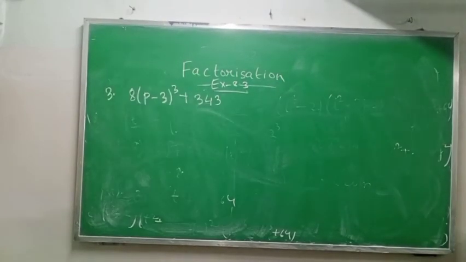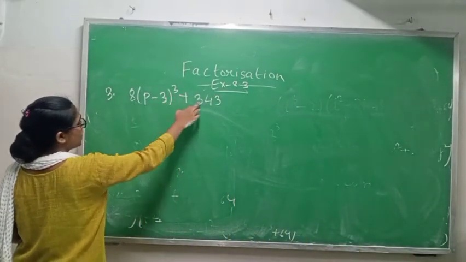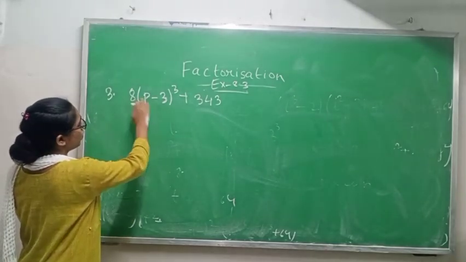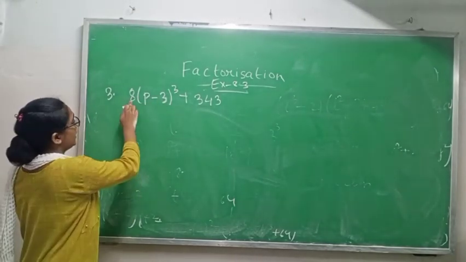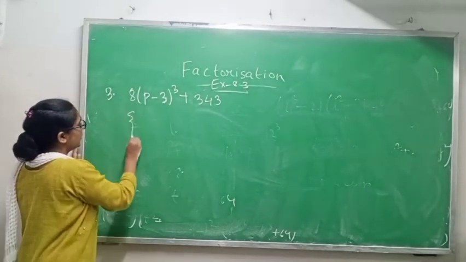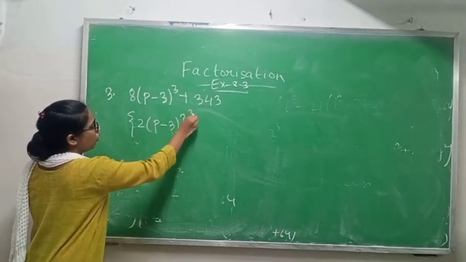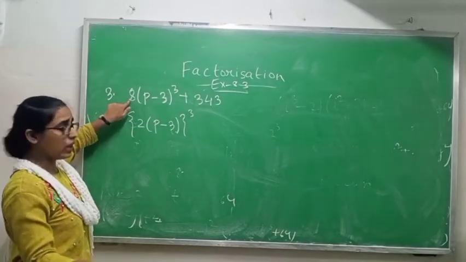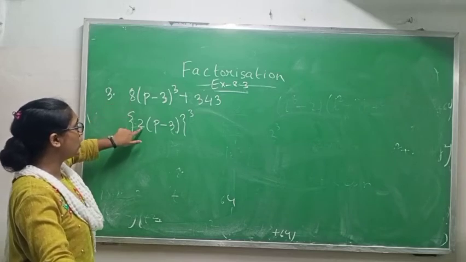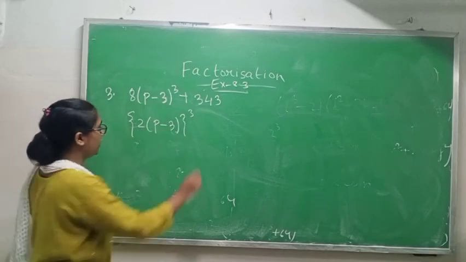Now class 9, see question number 3. 8p minus 3 whole cube plus 343. Now this one, p minus 3 whole cube, is already in cube. 8 is the cube of 2. In the last question you have done already that 8 is the cube of 2. So we can write like this, whole cube. In place of 8, now I am writing 2. Why? Because 8 is cube of 2, so 2 to the power 3. Now p minus 3 I can write plus.